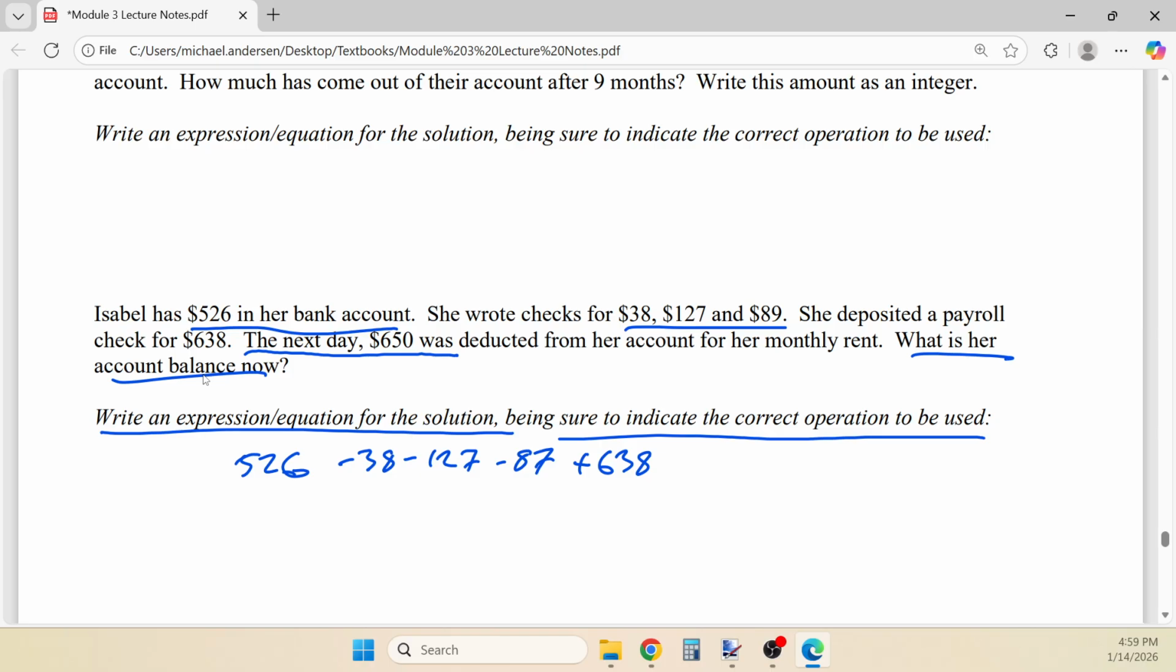The next day, $650 was deducted for the month. What is her account balance now? Just writing the expression. This is the expression. That's all we had to do.